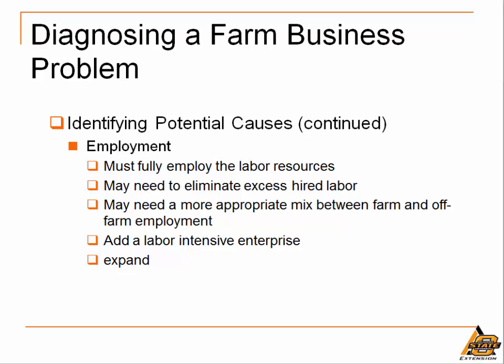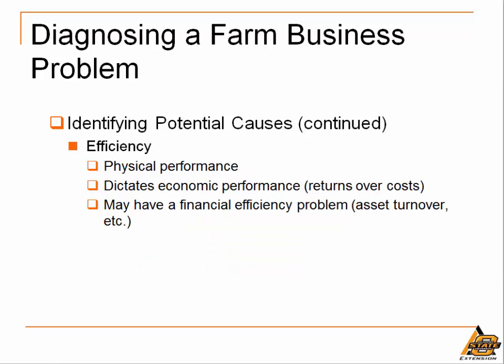It may mean adding a more labor-intensive enterprise if the farm wants to keep more family members actively engaged in farming operations. Livestock enterprises are often a good way to accomplish that. Along those same lines, it may mean expanding the current farming operation to more fully utilize the labor that is available. Financial shortfalls can often be the result of substandard physical performance.